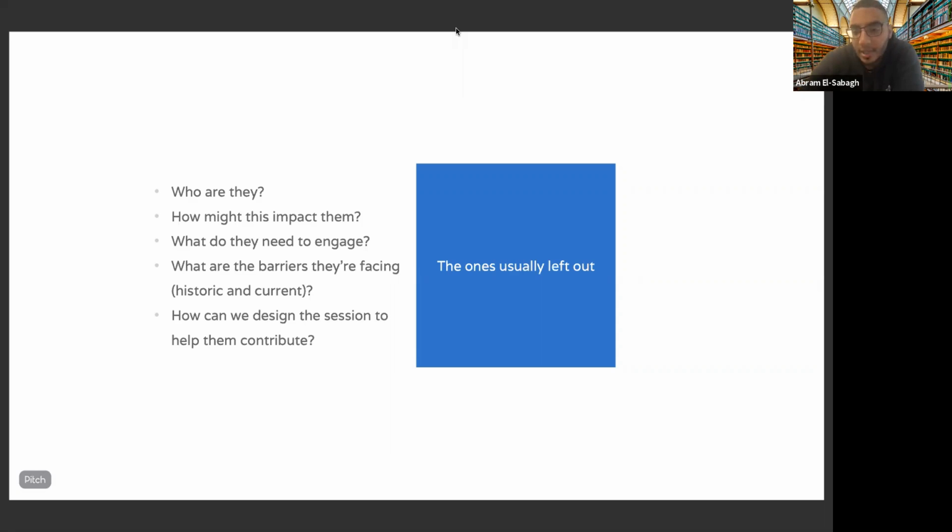And then how can we design the session to help them contribute? I think it's really important to understand that we want to design the session to help them contribute, not force them to contribute, if that makes sense. There's a difference. As designers, we should never try to have the power of forcing someone to come to the table. You've almost just lost them by forcing them to come to the table. So how do we create the space?